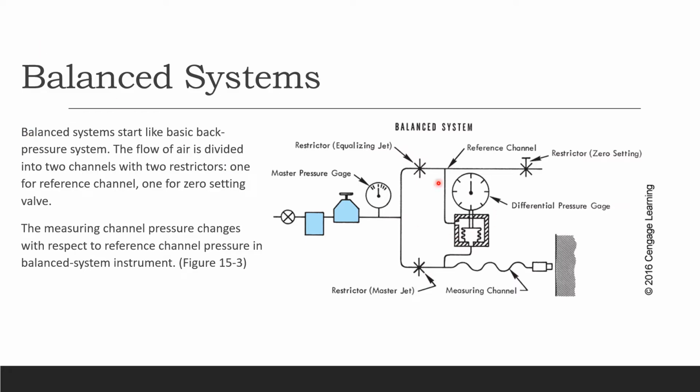When you take a look at this balance system, you can see the first restrictor right here, and that's for the reference channel. And the other restrictor right there is for the zero setting. And we have two gauges right there, master pressure, and the other one is a differential pressure that you can read. And this balance system has fixed amplification, so the only adjustment is zero setting right here.